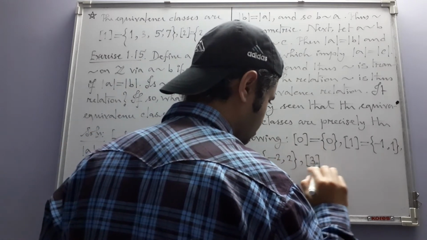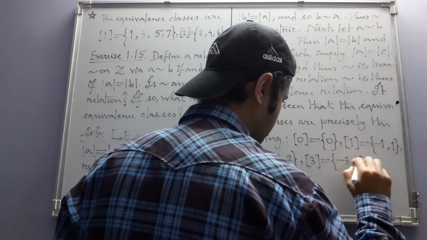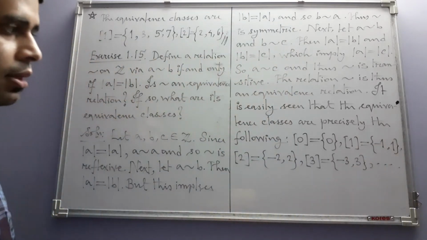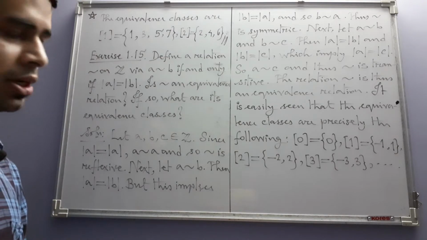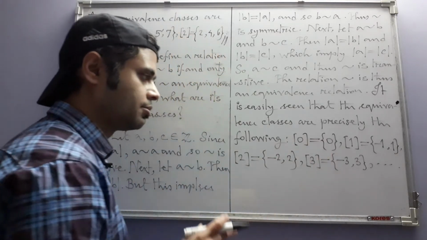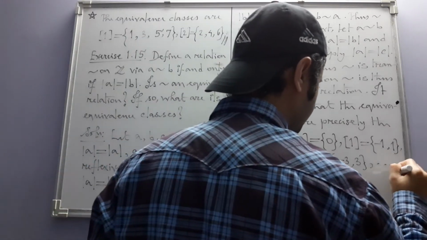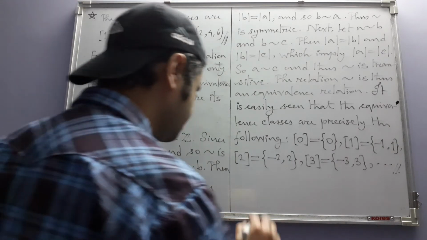Let's write one more, minus 3 comma 3, and it goes like that. So we can see that all the equivalence classes look similar to one another, except this one, which has only one element. So this completes the solution.